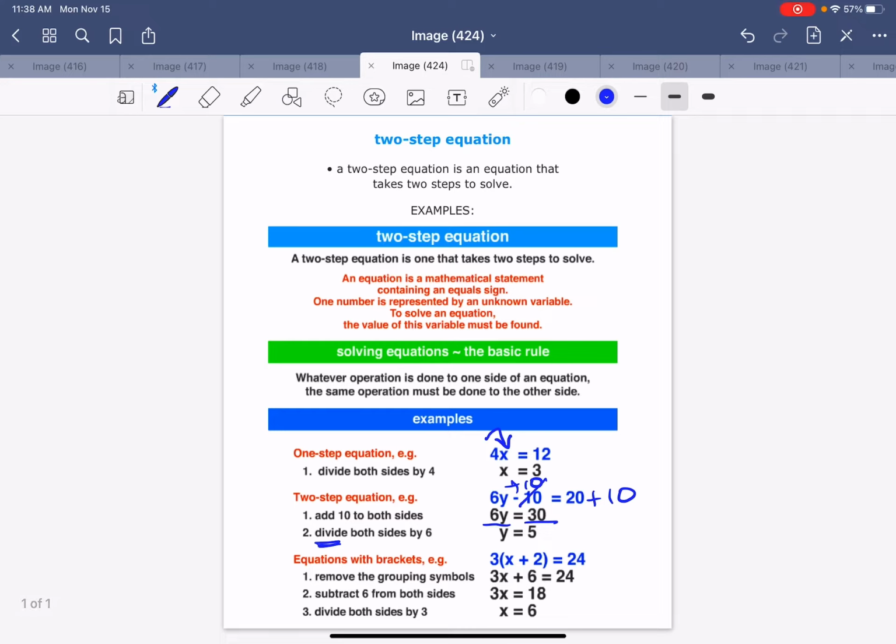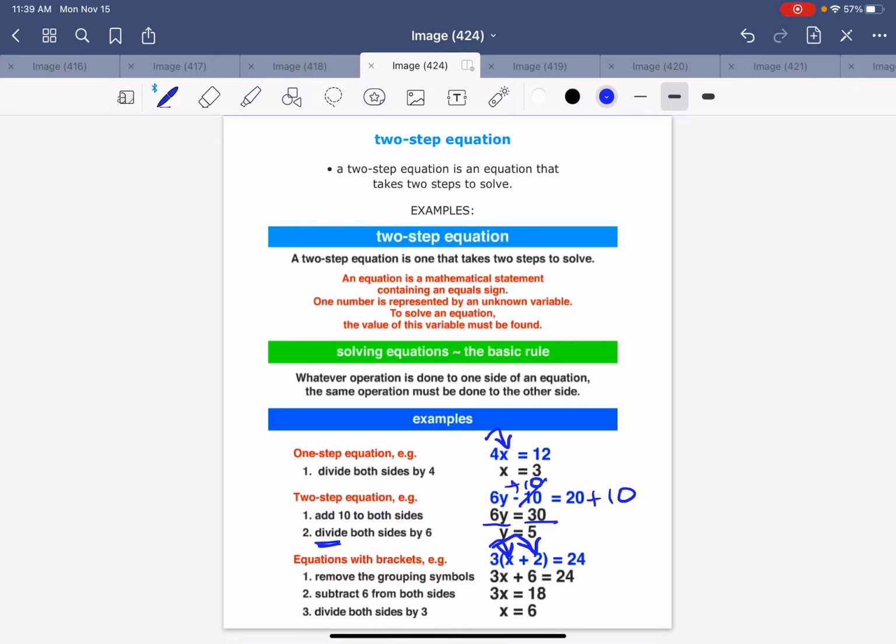And equations with brackets, this would be that it has some distributing in it. So remove the grouping symbols. So in this case, we want to distribute. So we would end up with 3 times x is 3x. 3 times 2 is 6. So 3x plus 6 equals 24.